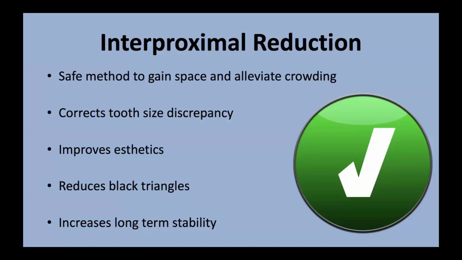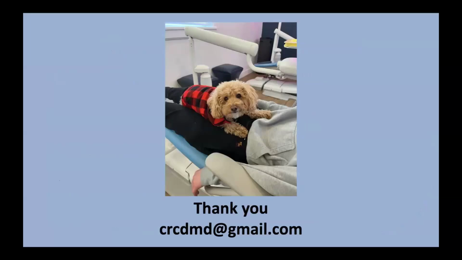We reduce those black triangles, which are always a problem for every smile, especially in this zoom-in-on-our-phone-pictures day and age. And it also helps us create long-term stability, because if all the books are lined up properly on the bookshelf, they don't topple over. And I say that when all of our contact points are aligned properly, our teeth are very stable. So hopefully we've answered some questions about interproximal reduction.